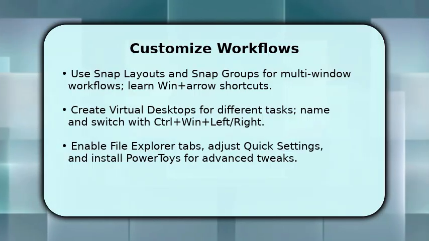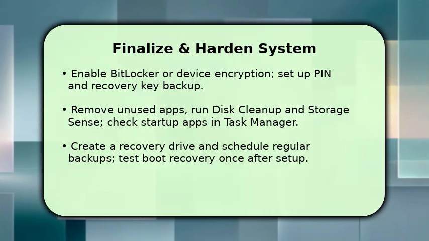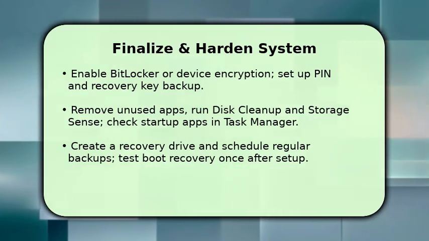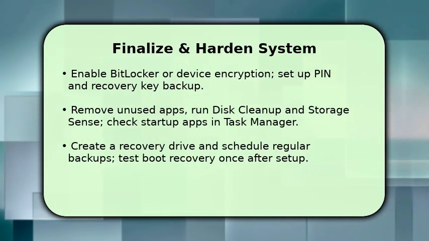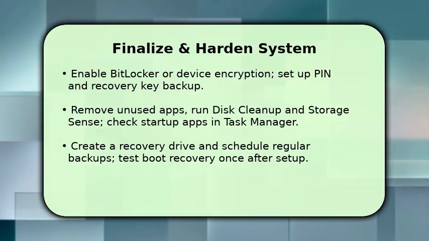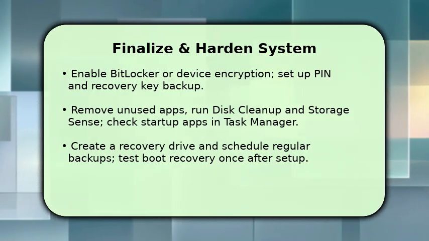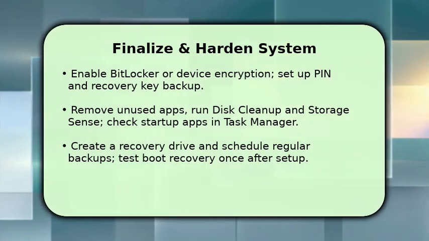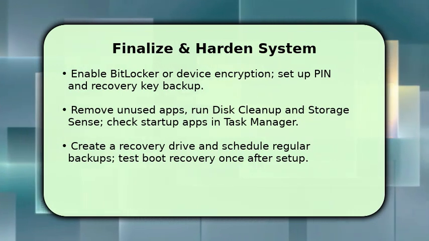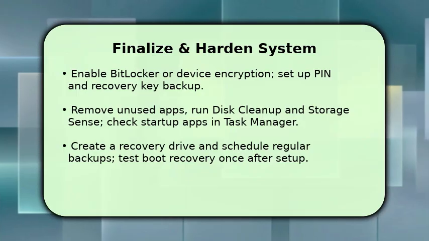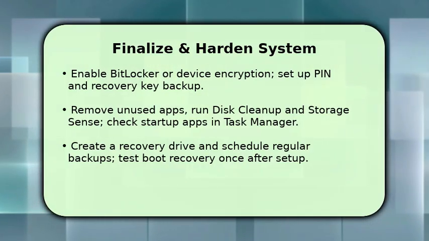Finish by locking down performance and safety. Enable BitLocker or device encryption and back up your recovery key to OneDrive or an external drive. This protects your data if the device is lost. Uninstall unwanted apps, run disk cleanup, and enable Storage Sense to reclaim space. Also disable unnecessary startup items in Task Manager for faster boots. Create a USB recovery drive and schedule regular backups. If something goes wrong, first boot into safe mode and run System Restore, or use your recovery drive to revert.